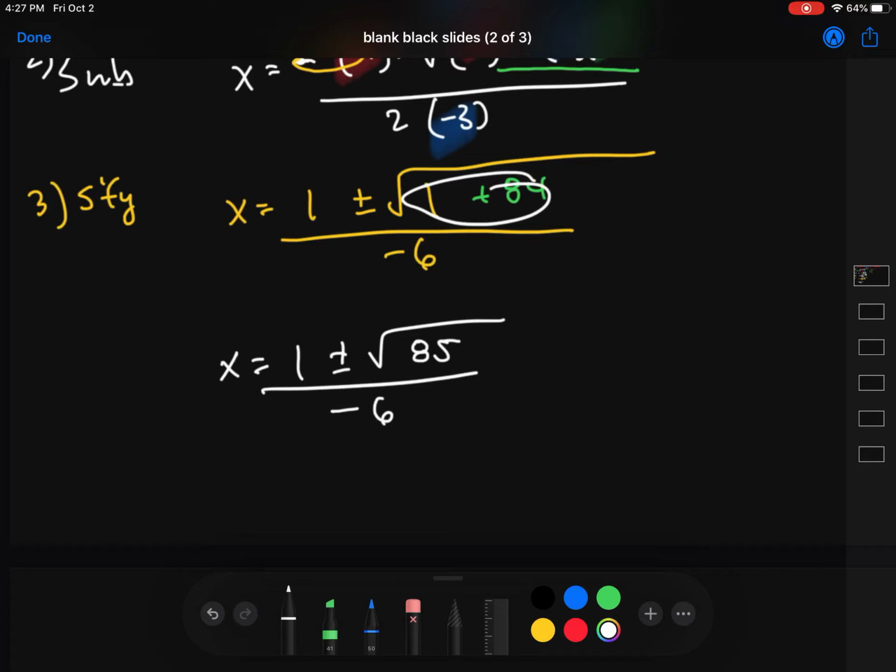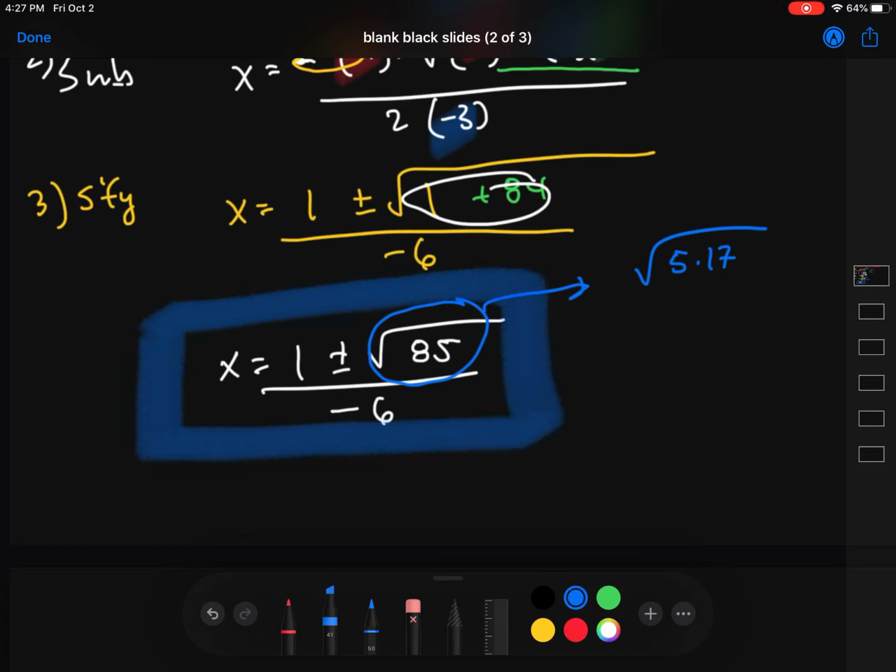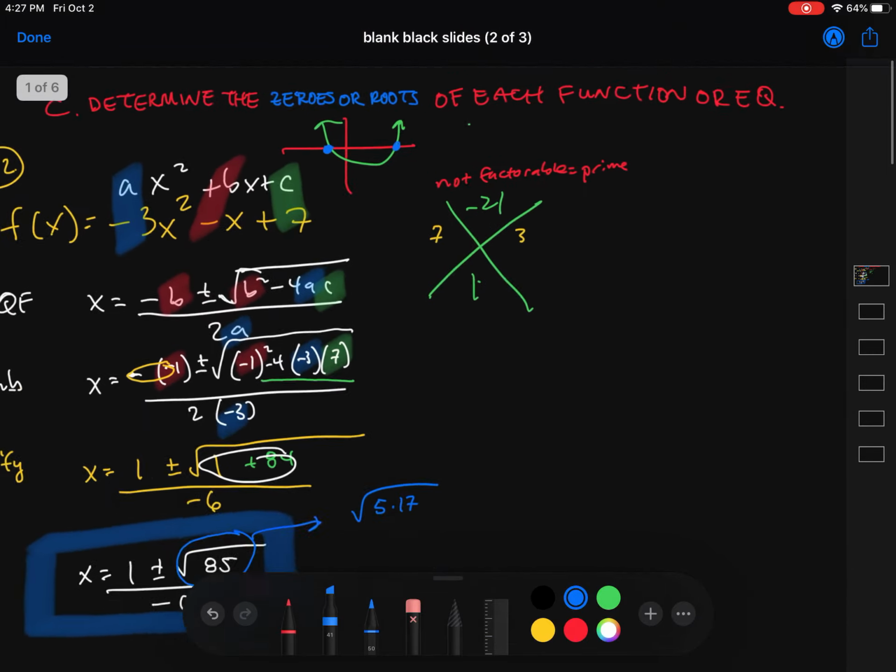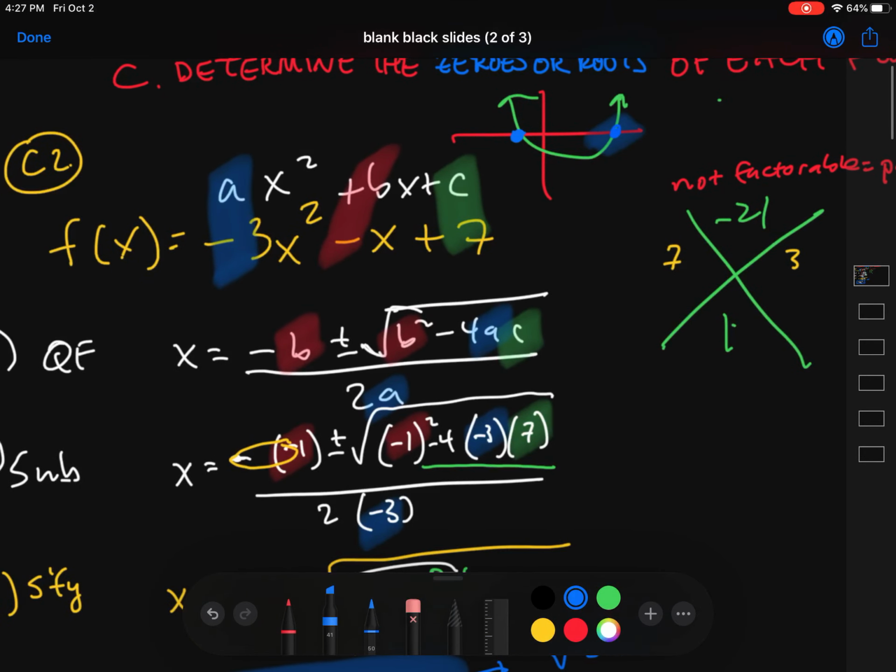Now, just in case, I'm going to check the factors of 85. So that would be 5, and then 5 goes into 85 17 times. Okay, I can't break those anymore, so I can't simplify anymore. So my best answer, my exact answer, is going to be x equals 1 plus or minus the square root of 85 over negative 6. Remember, my big blue box, my answer there is actually what we're trying to find right there.